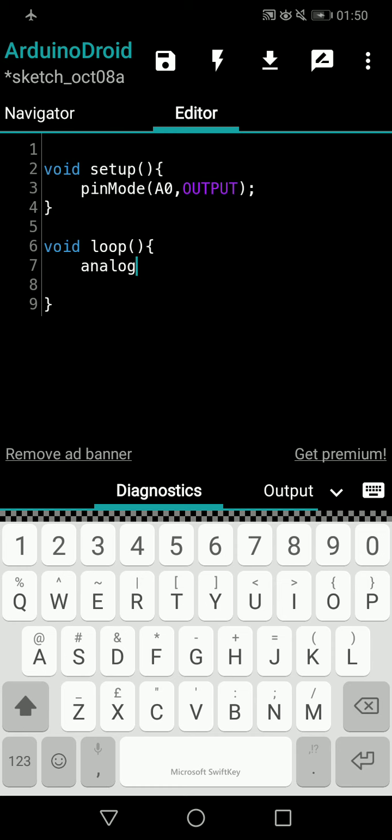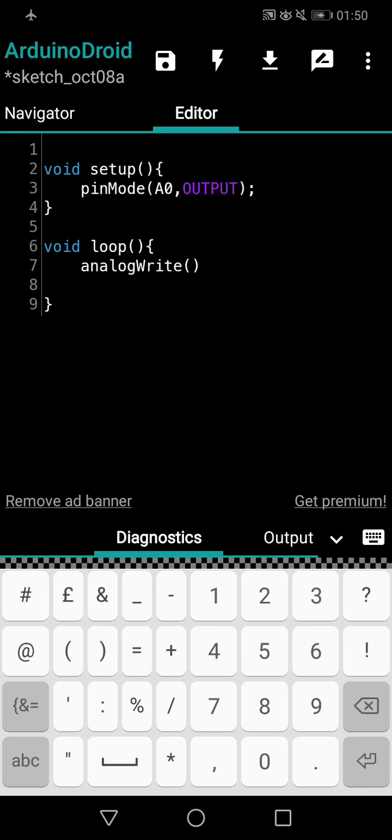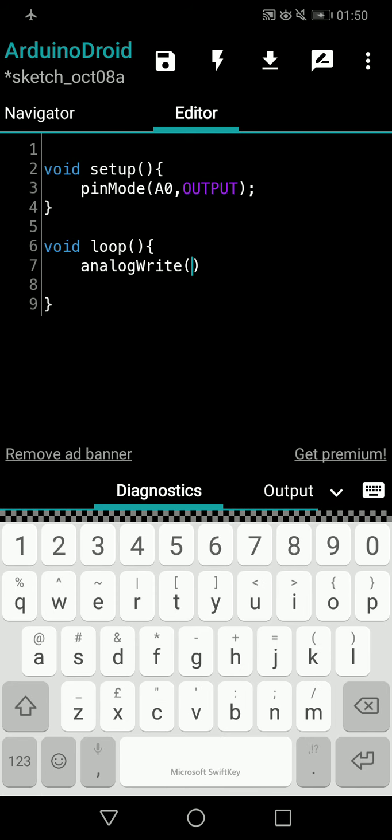As usual, since it's an output, we will write, like digitalWrite, now analogWrite. digitalWrite gives a digital output; analogWrite will give an analog output. Then you have to mention the pin, and you have to mention a value.